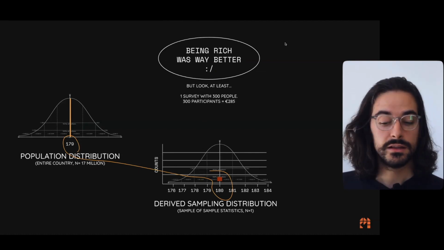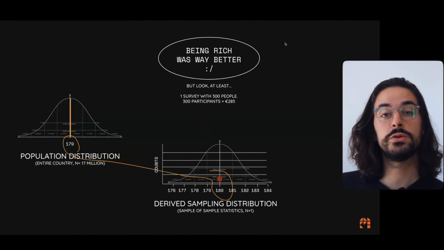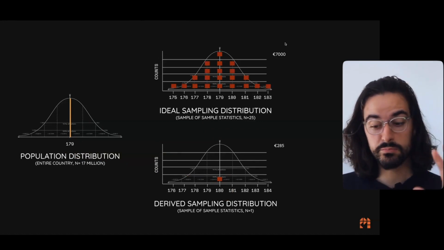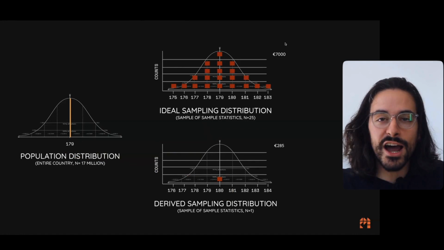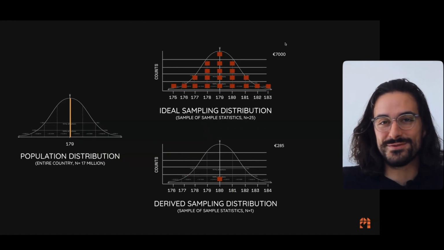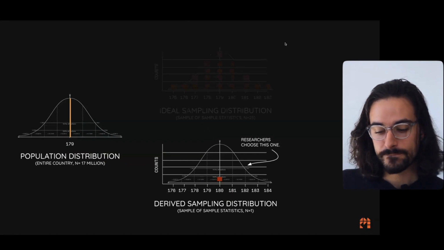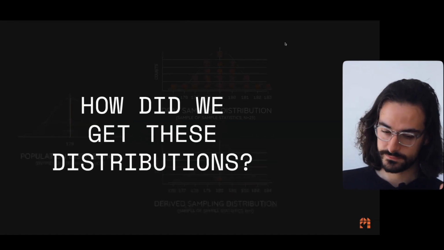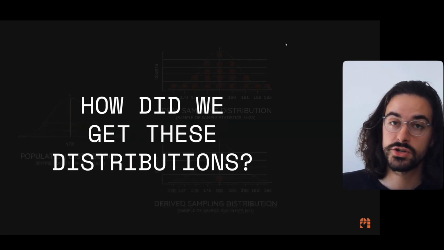But actually, look, at least it's one survey with 300 people, 300 participants. This is 285 euros. It's actually pretty cheap. And it's giving us a pretty solid result. It's like a Mr. Beast: I tried running 25 samples versus one. Look at the difference. Researchers choose the bottom one because it's actually pretty solid. But hold up. How do we get these distributions, you might be asking yourself. And that's what the chapter is talking about.